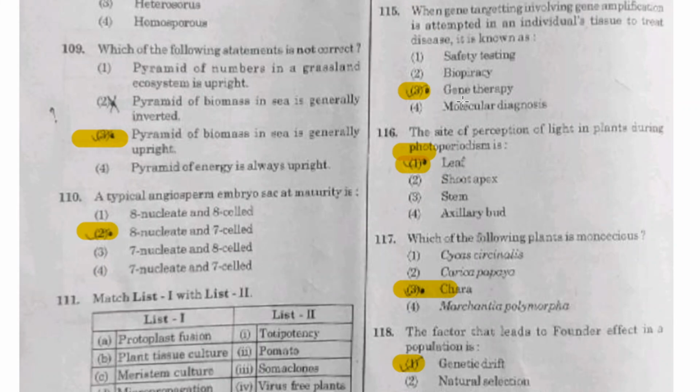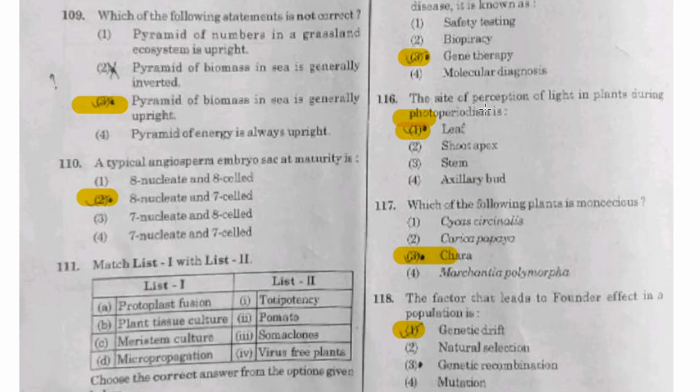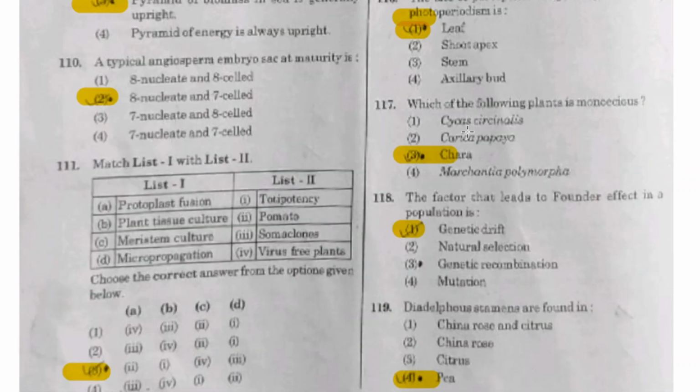Let us wait for the NTA answer key. The site of perception of light in plants during photoperiodism is the leaf. One line is given in the book that they receive it, and then it will be passed on to the shoot apex, and this we discussed in the revision video also.